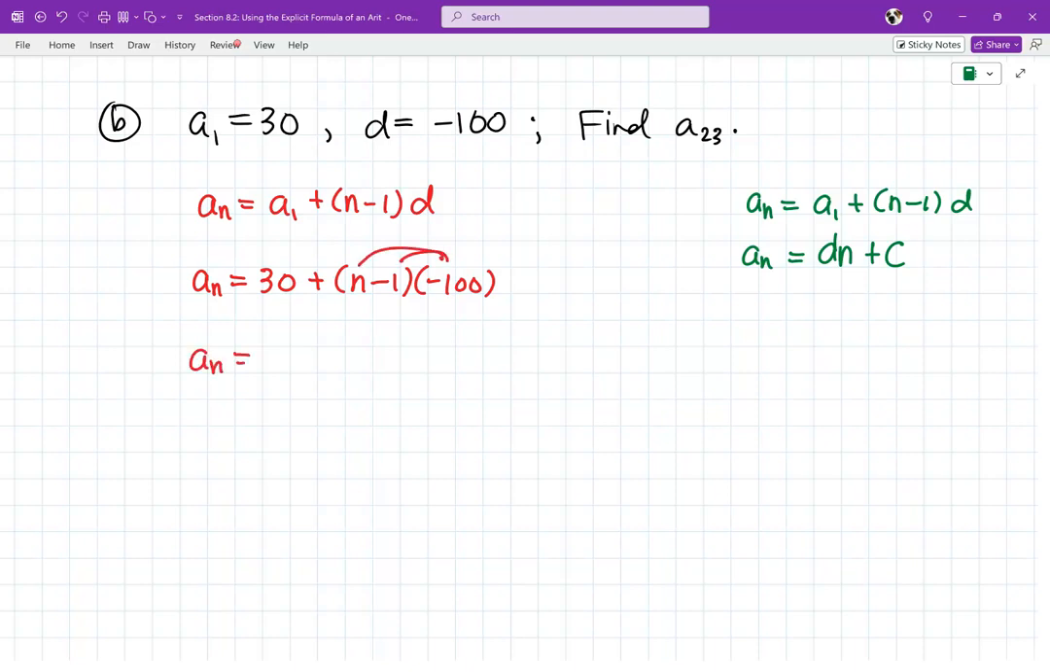That gives me A sub n is equal to 30 minus 100n plus 100, because negative 1 times negative 100 is positive 100. So that's going to be A sub n equal to negative 100n plus 130. Here's my alternate form.